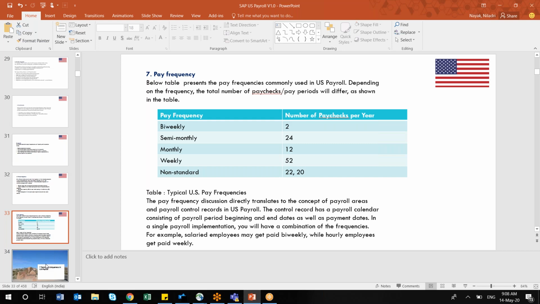But in the US, the frequency varies a lot. It can be bi-weekly, semi-monthly, monthly, weekly, or it can be non-standard also. These are the typical US pay frequencies, depending on the pay period. Accordingly, you have to configure those pay frequencies in your typical configurations.